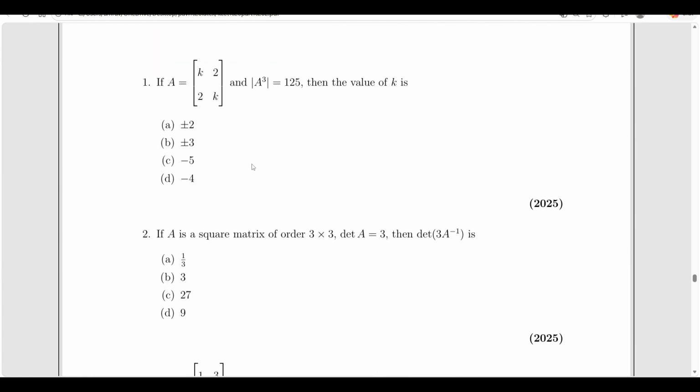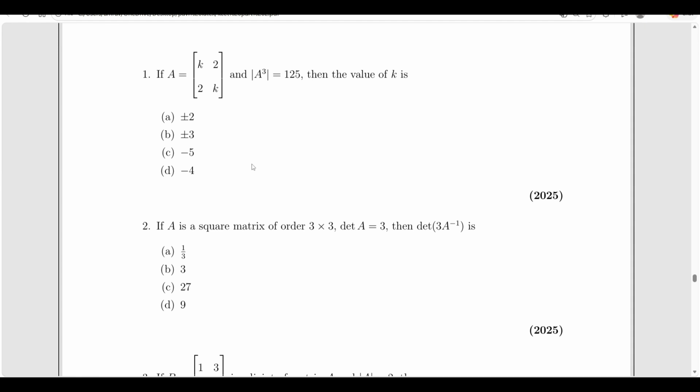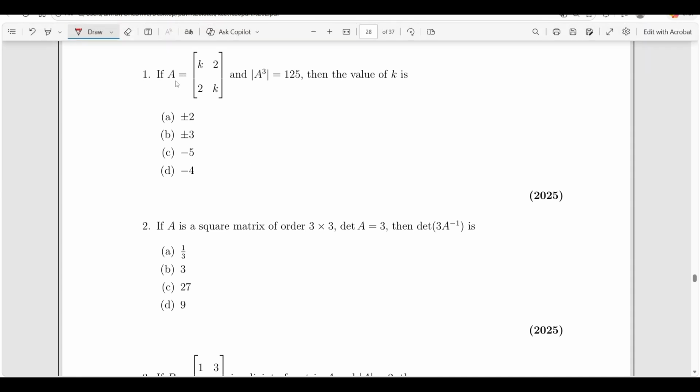The first question from the year 2025. If you could see, it's a very simple question. So they have given a matrix A.